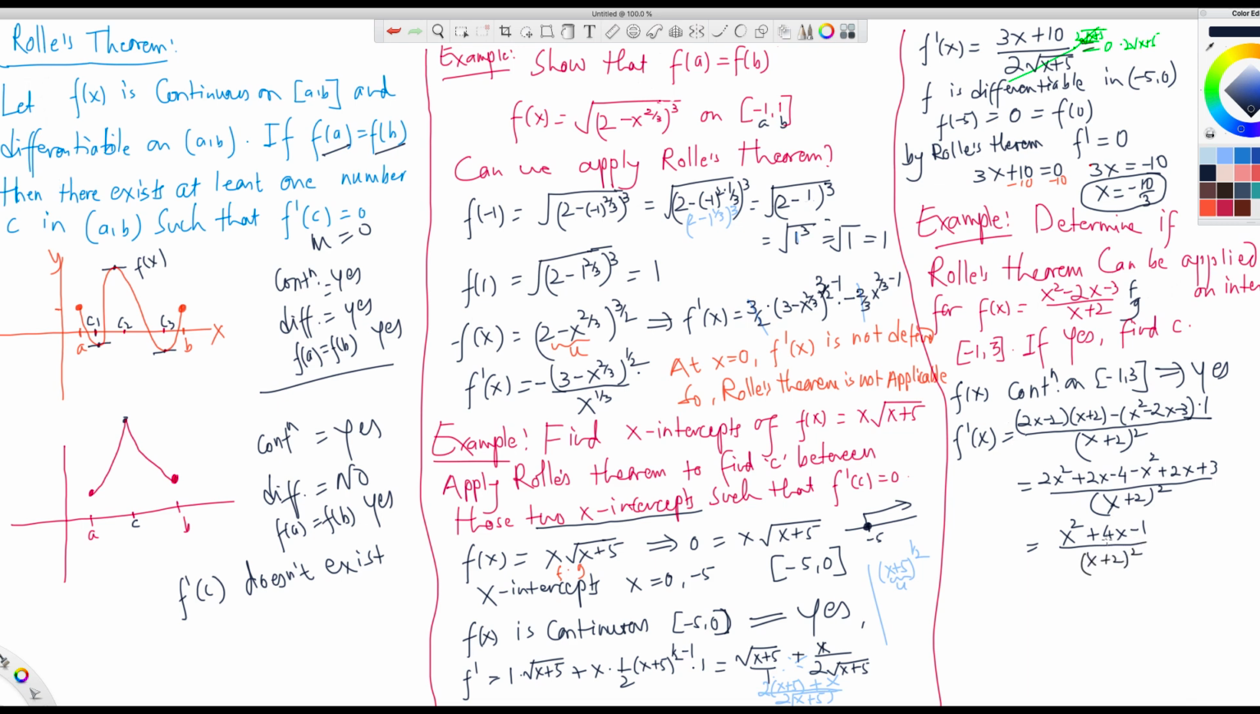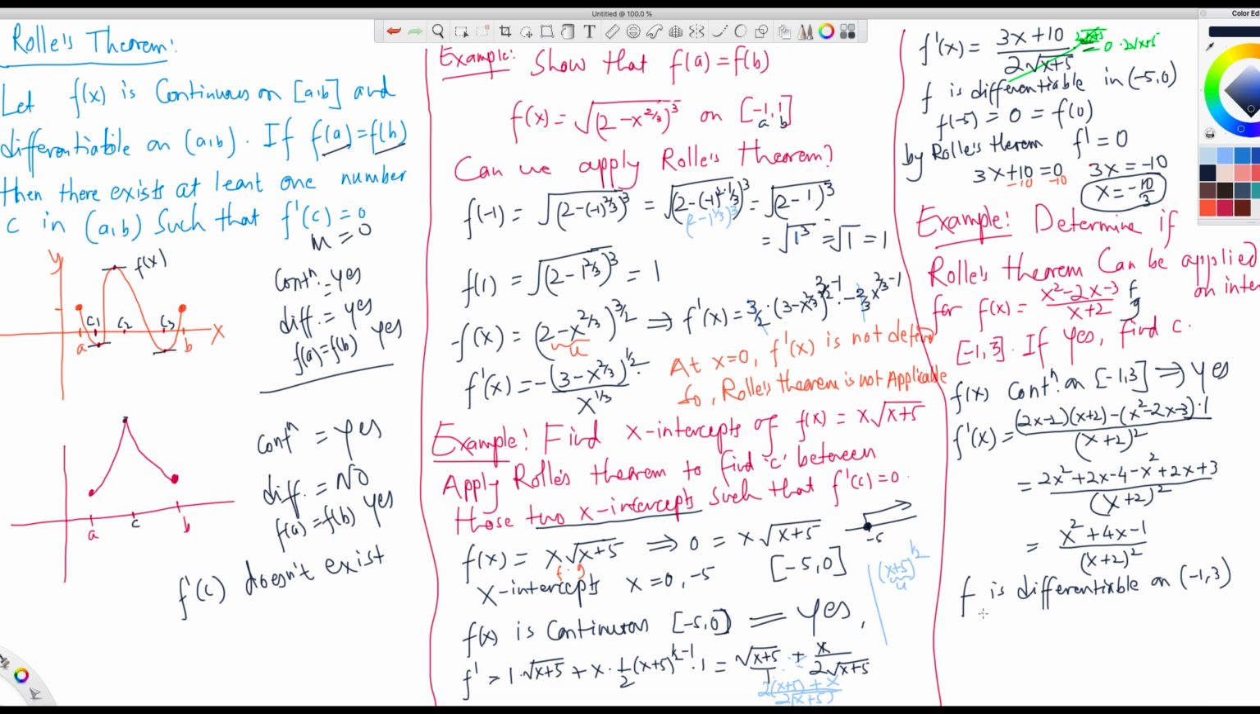So is this function differentiable? If the derivative exists, yes, the derivative exists everywhere in this interval, except that this derivative does not exist at x equals negative 2, and x equals negative 2 lies outside this interval. So f is differentiable on the open interval negative 1 and 3. We don't even worry about the closed interval. We just look at the open interval.